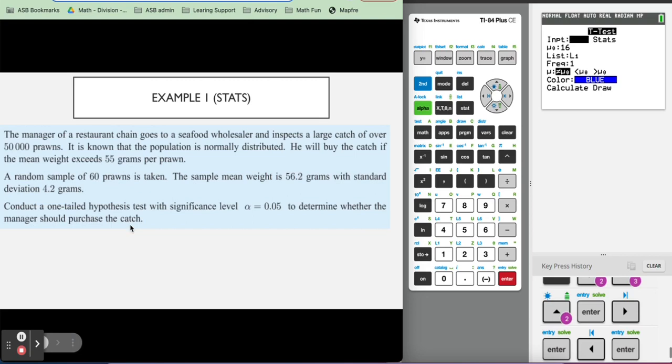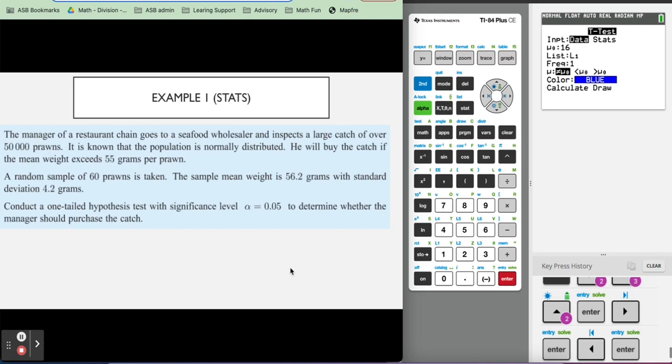Okay, lots of information. What we need to understand for hypothesis testings is that even though we're looking at a smaller sample, our hypothesis testing is going to be applicable to the whole population. So that's why they're so important. Even though the restaurant chain manager only selected 60 prawns, we're going to use this sample to calculate if it's reasonable for him to buy the full population of the 50,000 prawns.